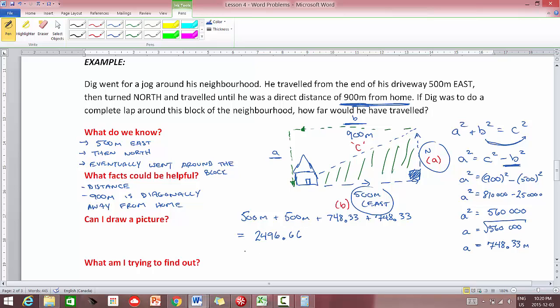So therefore, he traveled a total of 2,496.66 meters. So this is a perfect example of a question where you're using the Pythagorean theorem to solve a much bigger problem. Finding the length of a side is only a part of the question.